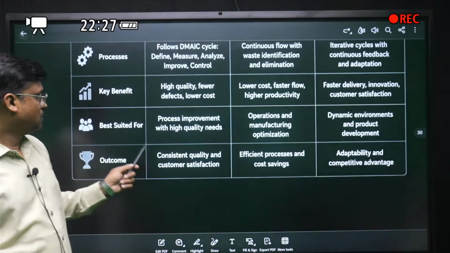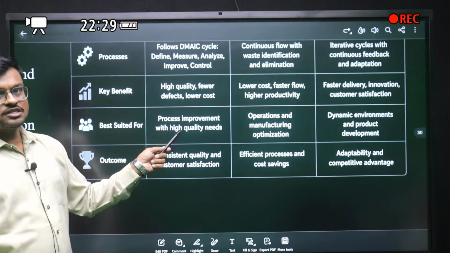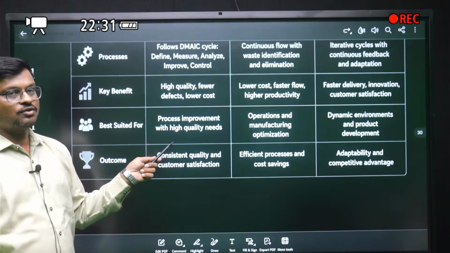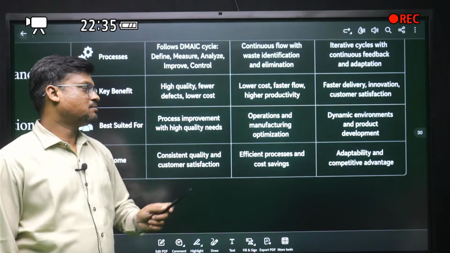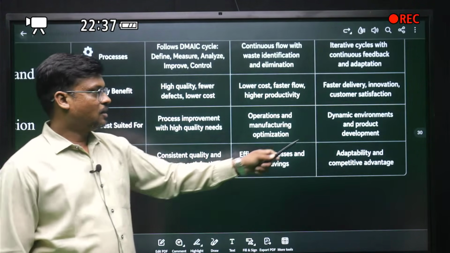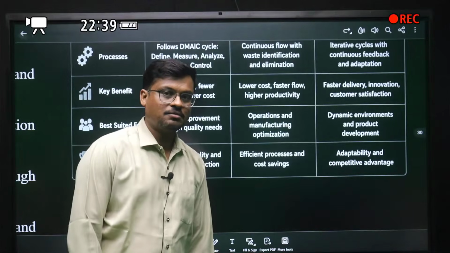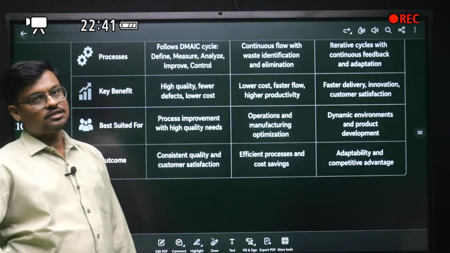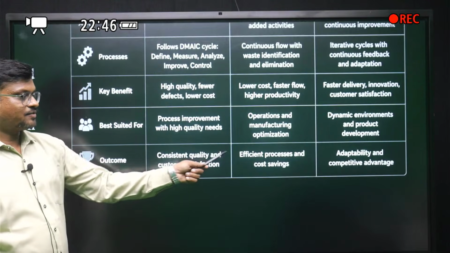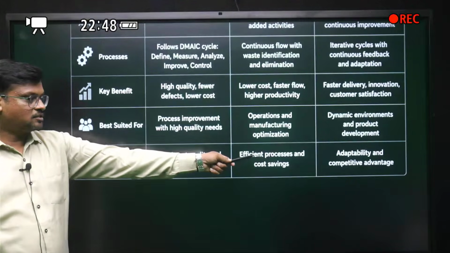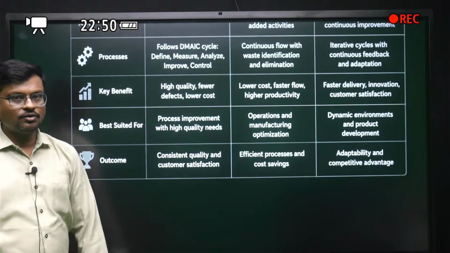Six Sigma is best suited for processes focusing on improvement with high quality needs. Lean is best suited for operations and manufacturing optimization. Agile is best suited for dynamic environments where we need to easily adapt to changes in the market. Outcome: consistent quality and customer satisfaction, efficient processes and cost saving, adaptability, and competitive advantage.